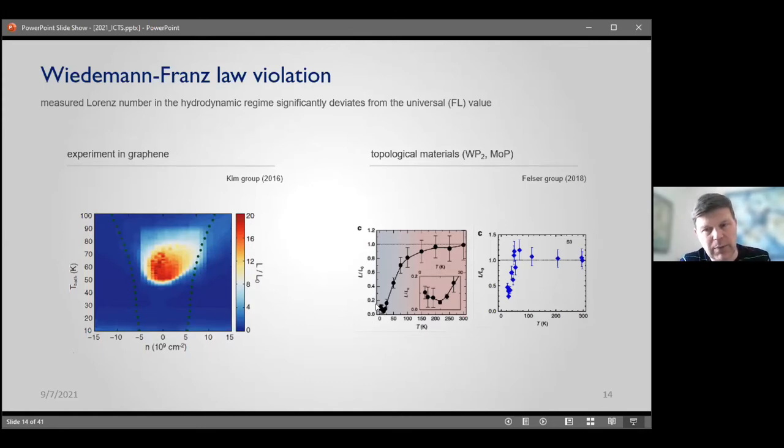That smallness of the Lorentz number was also seen in topological materials, where this violation occurs at lower temperatures rather than reasonably high temperatures. So it was conjectured that this violation of the Wiedemann-Franz law in these topological materials is also a hallmark of some sort of hydrodynamic-like behavior. However, from a theoretical viewpoint, these systems are significantly less understood compared to graphene. That's why I'm talking more about graphene here.